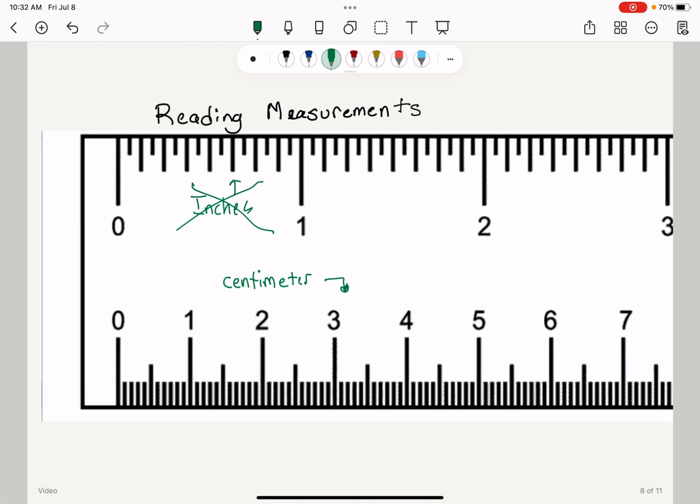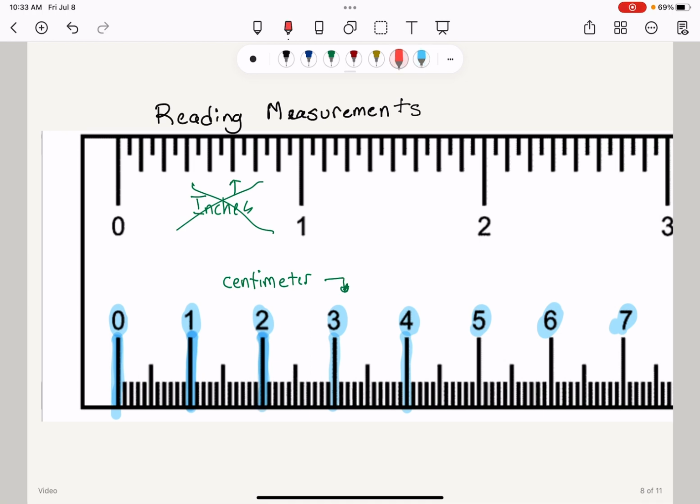Now, on this scale, the very first thing you should do, regardless of the measurement instrument, is recognize and identify the scale. That is step one. So I'm going to look at these numbers right here. There's 0, 1, 2, 3, 4, 5, 6, 7. Each one of these very large ticks represents a centimeter. So this is 0 centimeters. This is 1 centimeter, 2 centimeters, and so on and so forth.